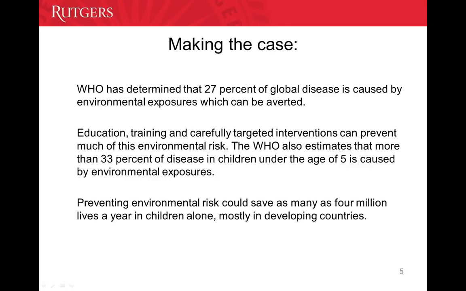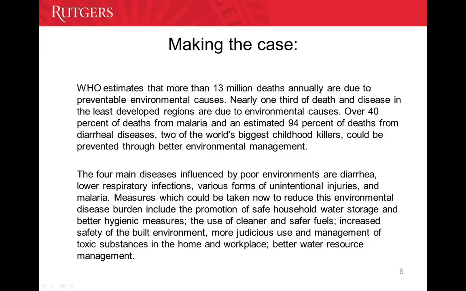Remember, so much of the world, of course, 85% of the world, depending on the World Bank definition and others, is considered developing as opposed to developed, where we all reside. So when we make the case for environmental health, the WHO says there are about 13 million deaths annually due to preventable environmental diseases. Nearly a third of those are in the least developed regions, and they're due to environmental causes. 96% of the deaths from malaria and almost all the deaths from diarrheal disease could be prevented just by better environmental management.